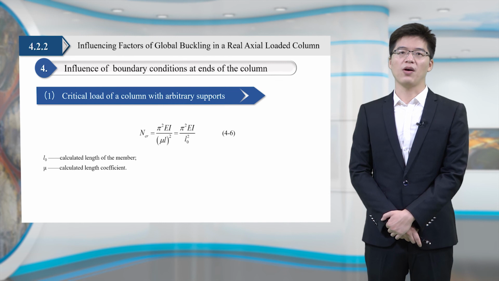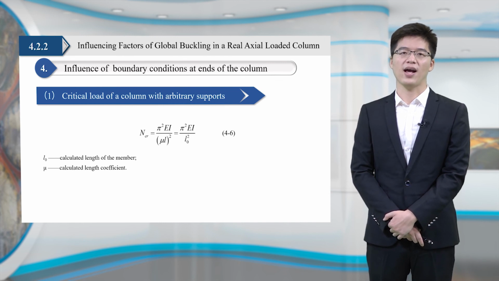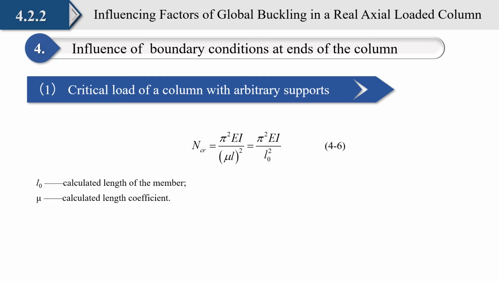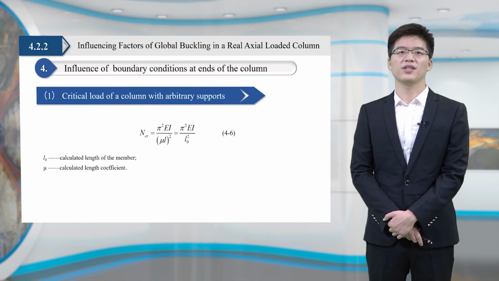Besides the factors mentioned above, the boundary condition of the column has an influence on the stability of the column as well. For a real compression member, the boundary conditions at the two ends of the column are not pinned like what Euler analyzed. For an axially loaded column with arbitrary supports, the critical load should be calculated according to equation 4-6, where L0 is the calculated length of the member and mu is the calculated length coefficient. Different end support conditions will result in different values of the calculated length coefficient.